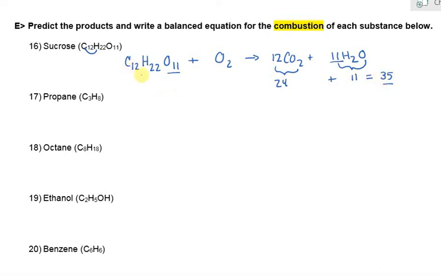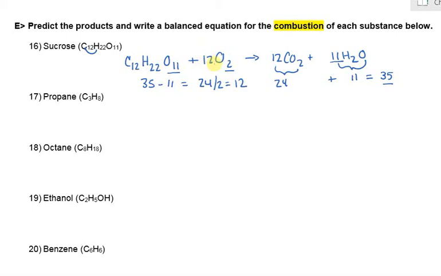So I'm going to take 35, I'm going to come over here, the 11 sucrose, and I get 24. Now, the remaining 24 has to come from O2, so we're going to divide by 2, and that makes the coefficient 12. So, this equation should be balanced now.